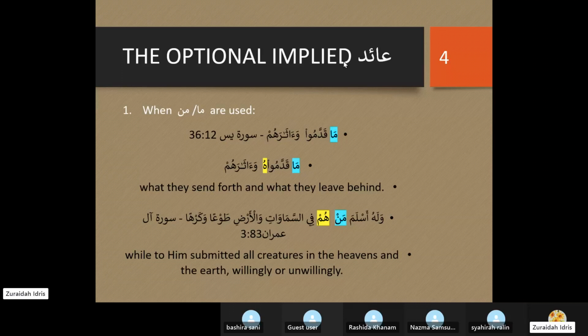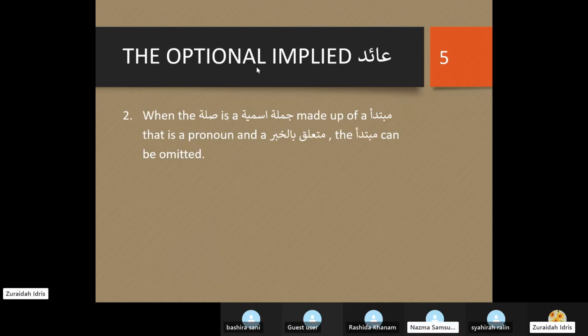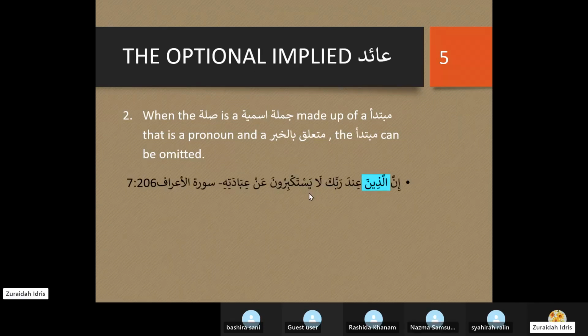Then the other case of optional implied a'id is like this. When the sila is a jumlah ismiyah, and that jumlah ismiyah has a mubtada that is a pronoun, and a muta'alliq bil khabar, then the mubtada can be omitted. Remember I said optional implied. It means you can put it there or you can drop it. And in English, because you don't translate it, why put something you don't want to translate in the first place? I suppose that's how they rationalize it. So they drop it.